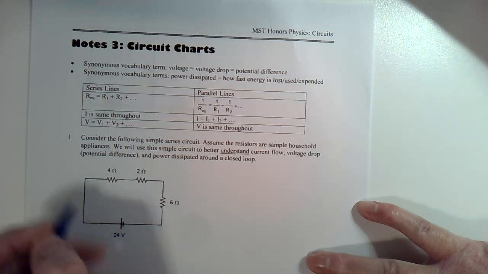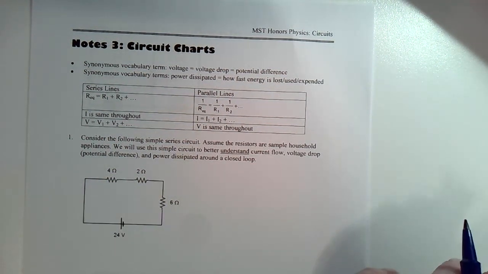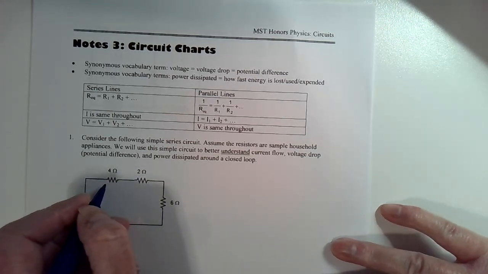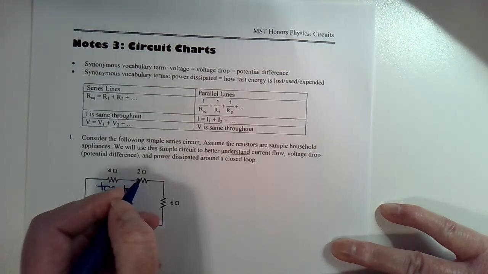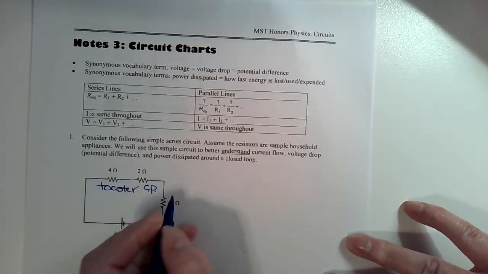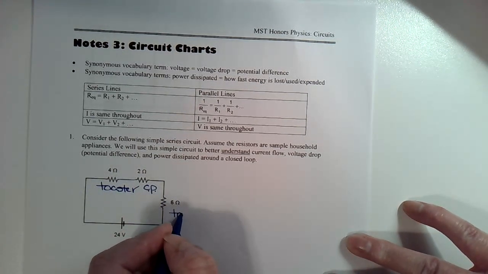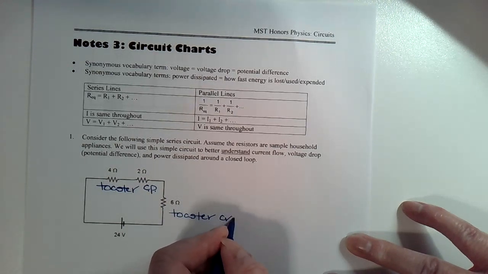So if this was my kitchen, a resistor is something that slows down the electron flow, and you could think of it like an appliance in your kitchen. So I'm going to call this the toaster. This one might be my coffee pot. I'll call it CP because I'm out of room. And we'll call this one toaster oven, like a toaster oven in my kitchen.